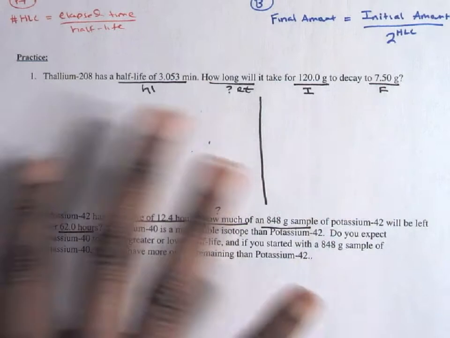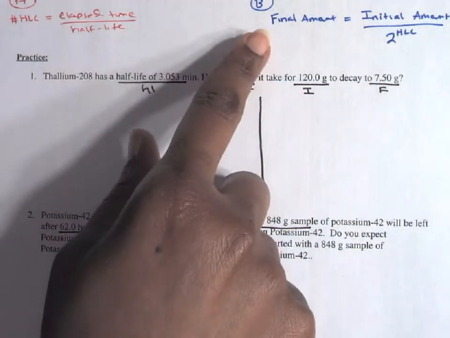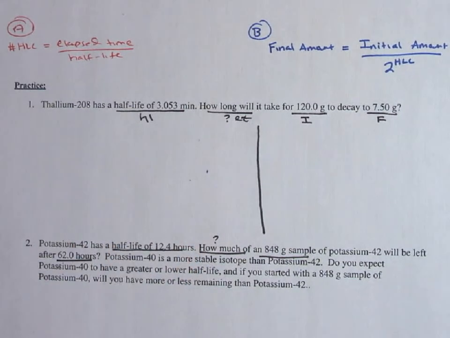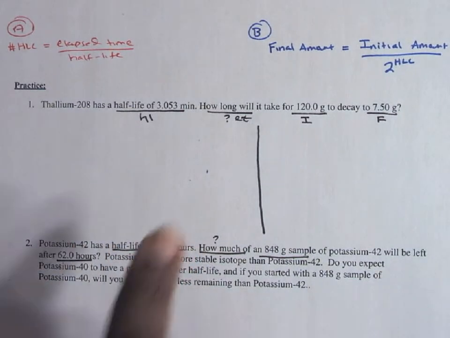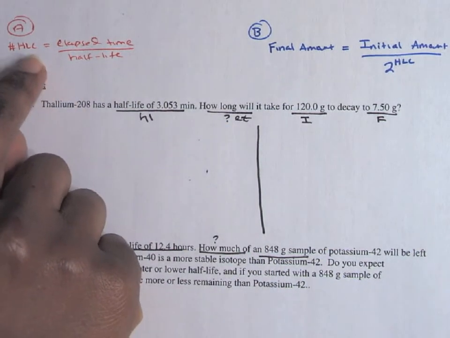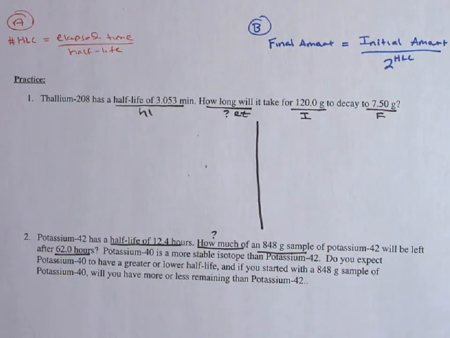Once we have our given and find, the next thing we need to do is decide which equation we're going to start with first, and which one we're going to use second. So A and B, which of these are we using first, which one second? Since we're asked to find the elapsed time, that means equation A we're going to use last, second. So the first equation we're going to use is equation B.